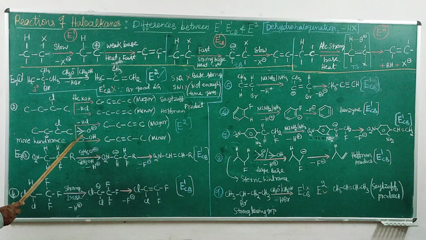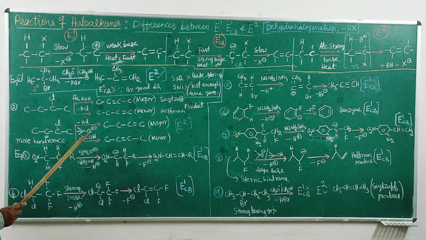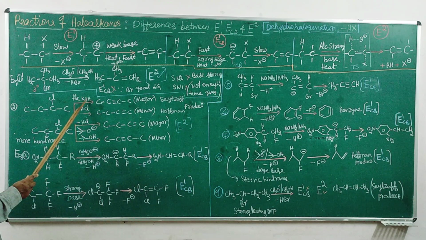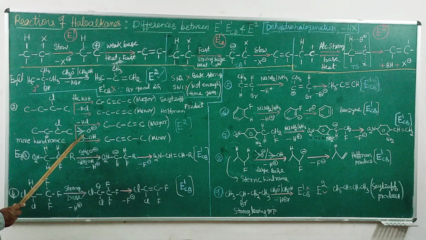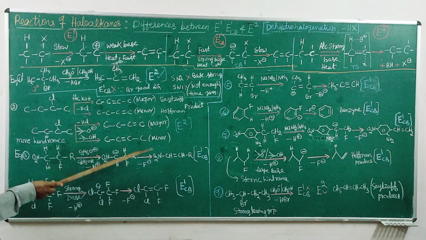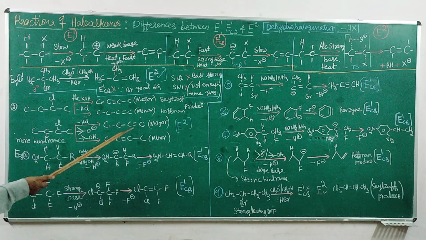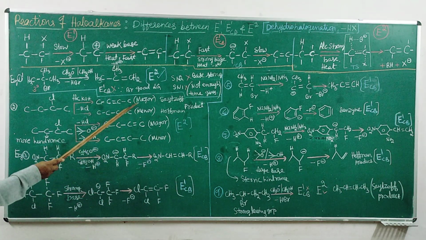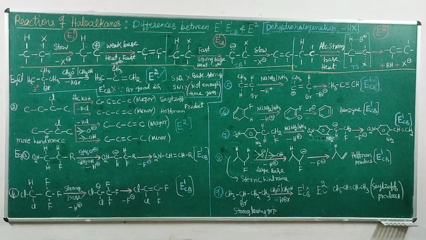If you use this strong base, this is a small base and this is a big base, a large base molecule. We get these two products, this one is the major product and this one is minor. Here it reverses. This becomes major and this becomes minor. Why? What is the reason?